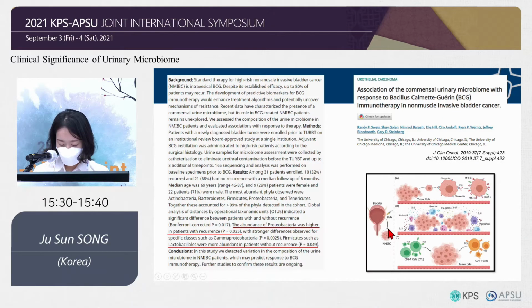BCG is thought to work by stimulating the local immune response through the attachment of fibronectin, and the urinary microbiome may play a role in modulating the response to BCG treatment by competitively binding cellular components such as fibronectin or regulating the local inflammatory response.